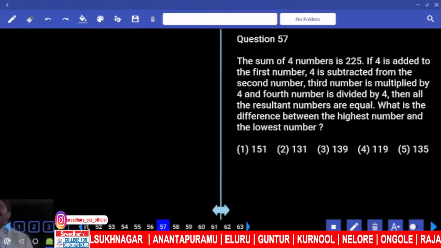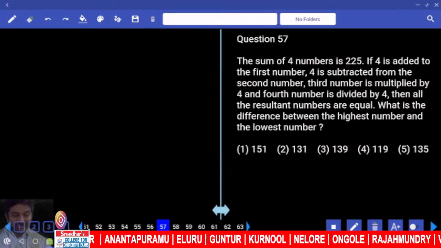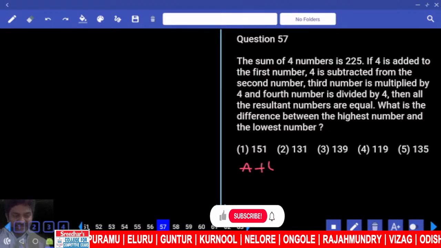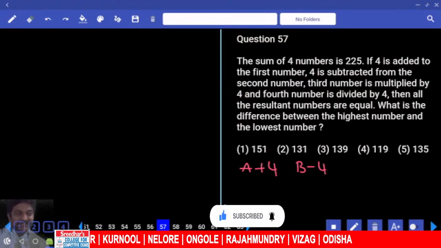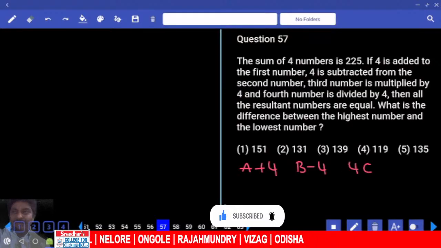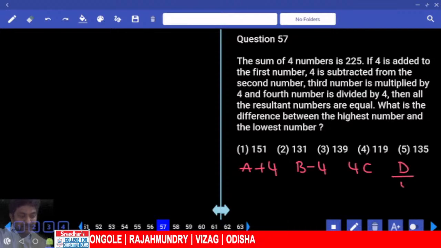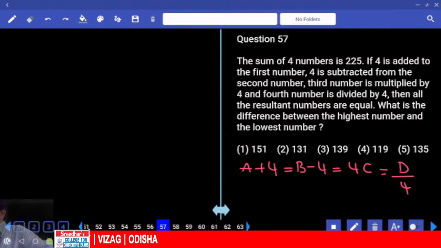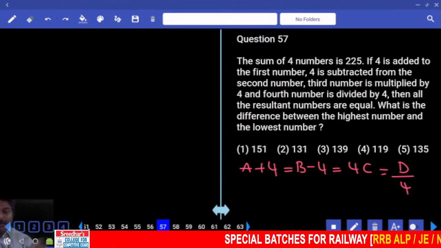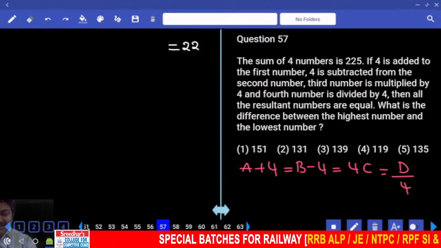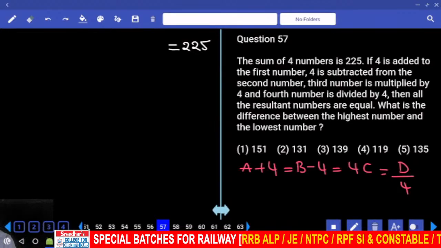Let me take 4 numbers as A, B, C, D. To the first number 4 is added. From the second number 4 is subtracted. Third number multiplied by 4. Fourth number divided by 4. Then the resultant numbers are equal. But what are our original numbers? A, B, C, D. First information, sum of 4 numbers is 225, which is equal to A plus B plus C plus D.